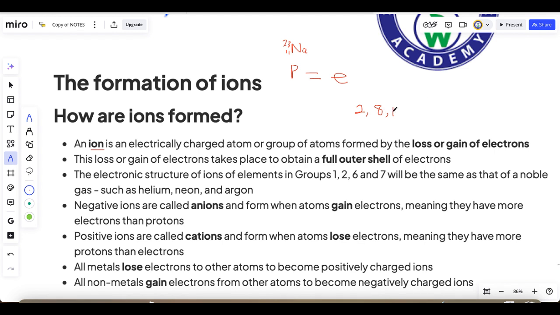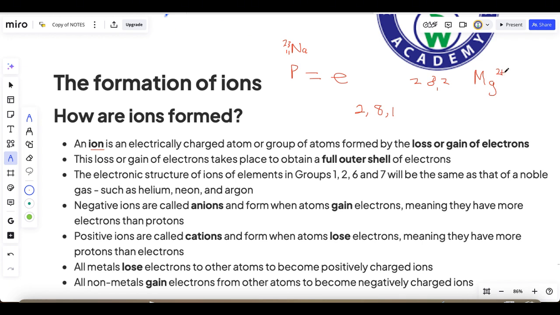So generally metals lose electrons. Magnesium has 12 electrons, so magnesium is 2, 8, 2. In the case of magnesium, it will lose 2 electrons, because the outer shell has only 2 electrons. It has to lose these 2 electrons to become a magnesium ion. When you lose electrons, you become positively charged. You become a cation, so you become 2+ like this.